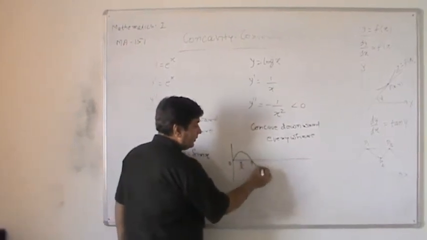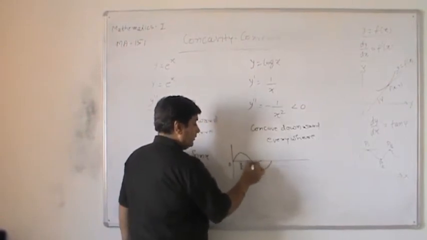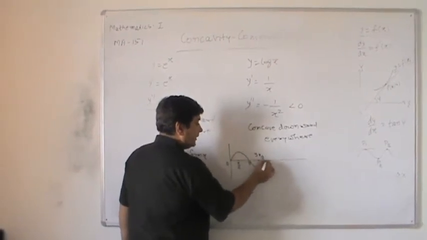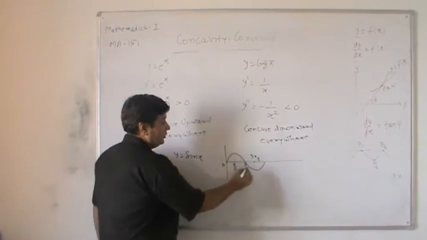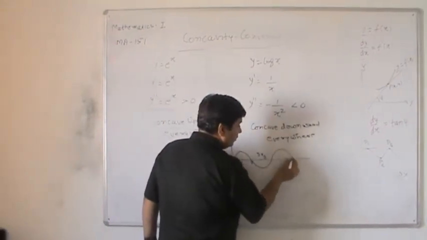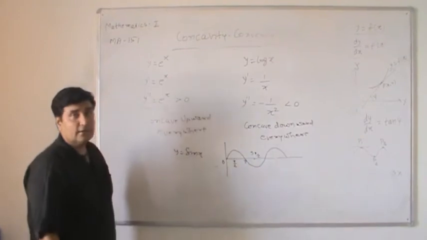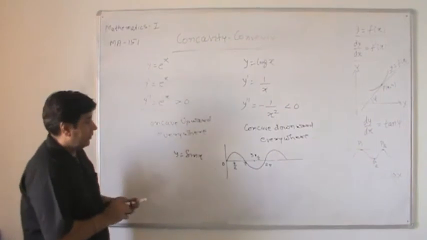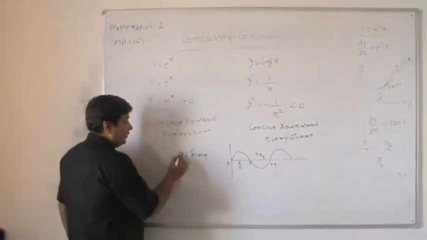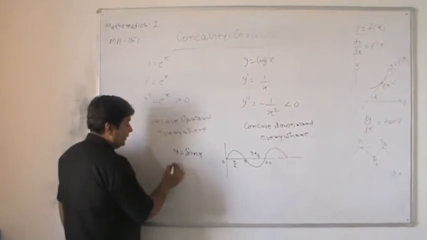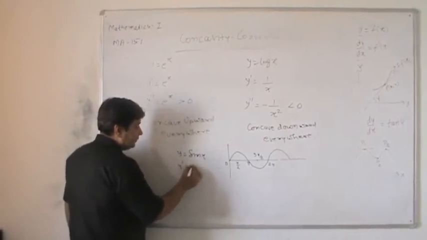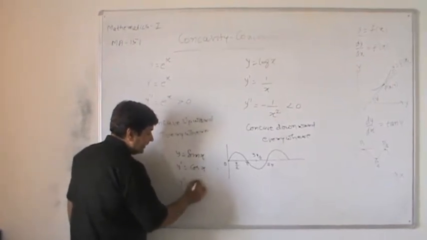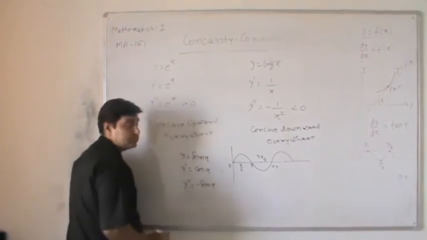Then at 3 pi by 2, it will be minus 1. And at 2 pi, it will be 0. Similarly, it will repeat itself after 2 pi value. So if we calculate its second derivative, then we will observe that y dash is equal to cos x and y double dash will be equal to minus sin x.